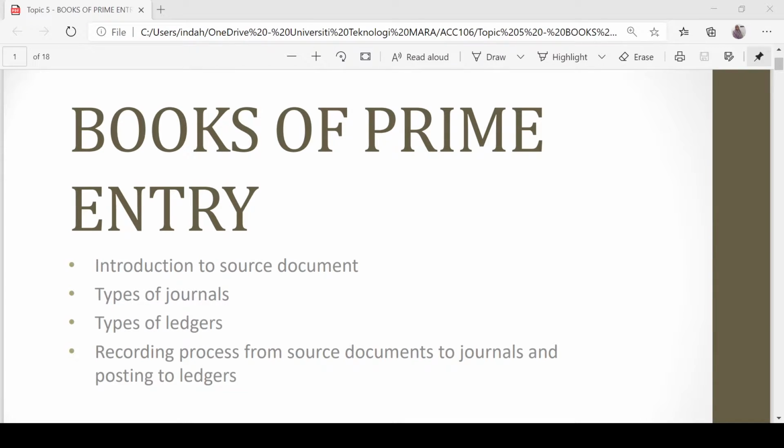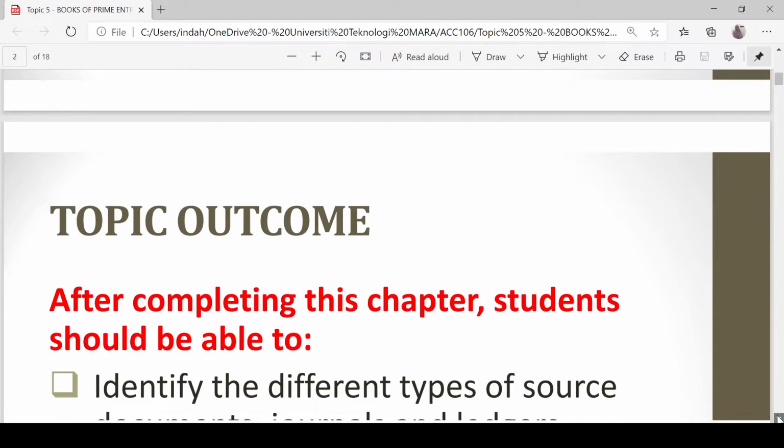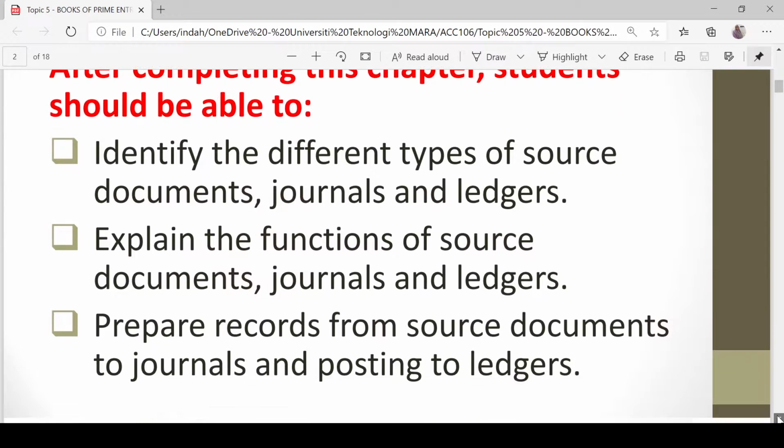So let's look at the source documents first. But I think the next slide is on the topic outcome. At the end of this topic, you should be able to identify the different types of source documents, journals, and ledgers, explain the function of source documents, journals, and ledgers, and prepare the records from source documents to journals and the posting to ledgers.